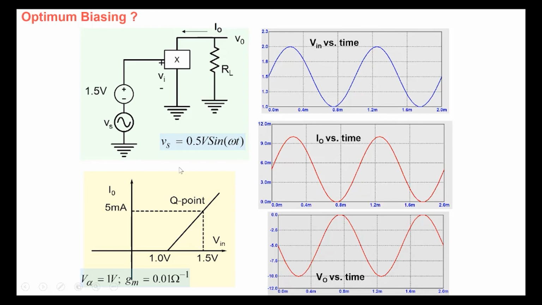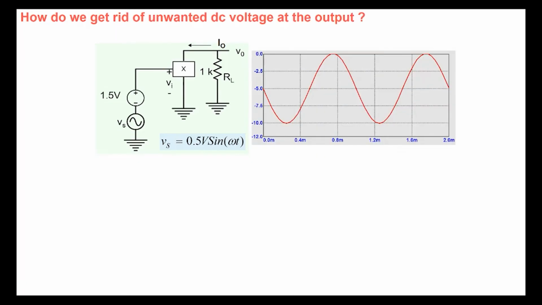But if we ignore those particular considerations, then we can see that 1.5 volt would be an optimum biasing point. 1.8 volt was unnecessary and 1.2 volt was too low. The other point is, note that we apply 1.5 volt and we apply a signal and we're getting a current here, and the current has a DC part and a sinusoidal part.